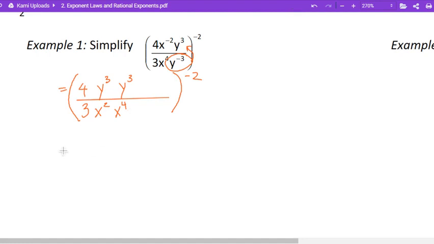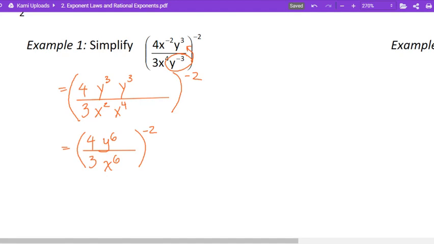Okay, can I do something else inside the bracket? Yes, we can. Which law, or which rule, am I doing? It's called the product rule. So the 4 and the 3, nothing changes. But now I've got two identical bases being multiplied, right? Y cubed times y cubed. What's that give me? Y to the power of? Yeah. How about the x? X to the power of? Yeah. Oh, this looks so much better, right?